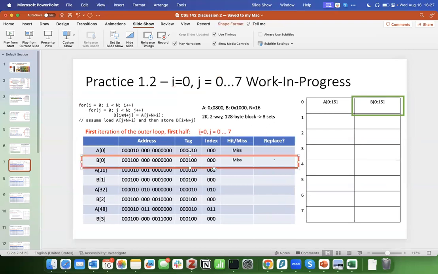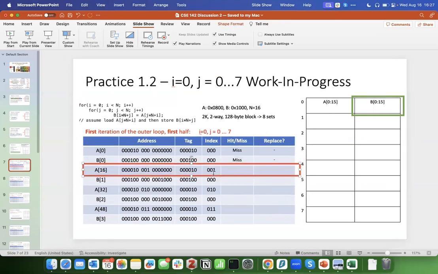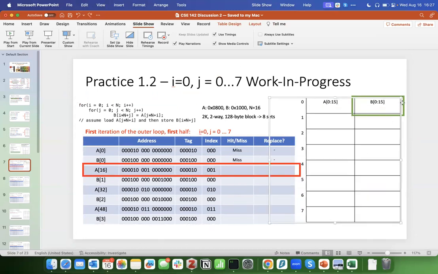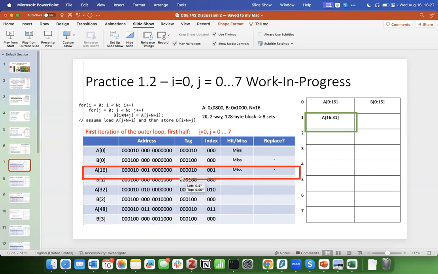All right. And then I'm going to continue to A16. This time, the index is 001. So I want to look at index 001, and there's nothing there. So this is also a compulsory miss. It doesn't replace anything, but I do need to put the whole block from 16 to 31 into the cache. And then we're going to accelerate a little bit.